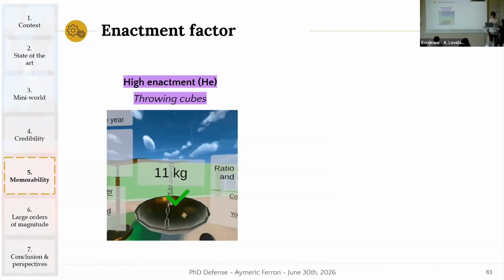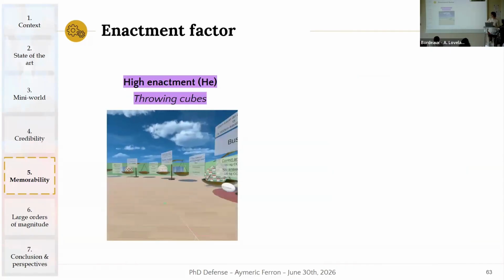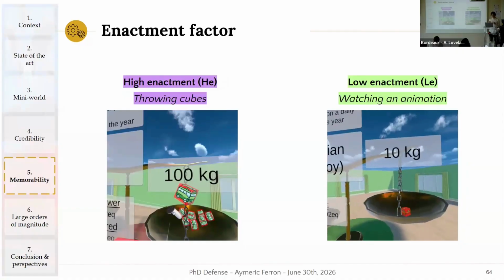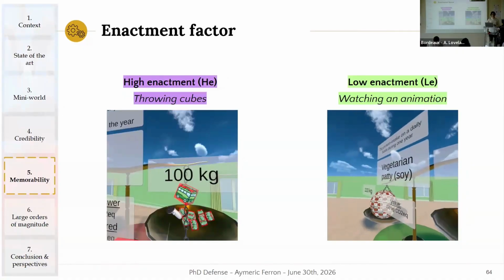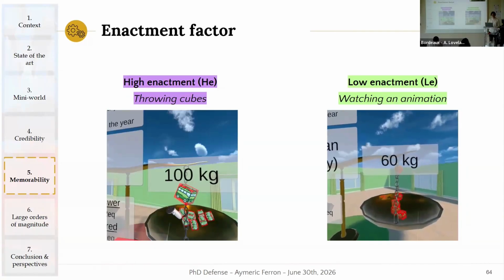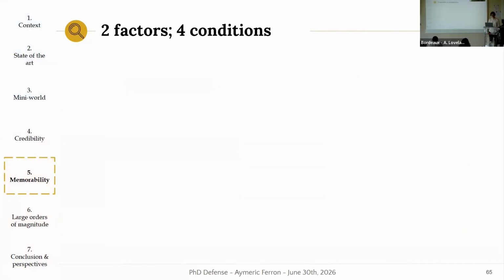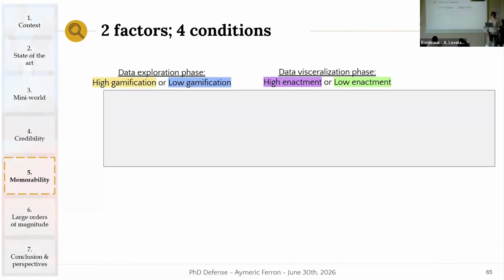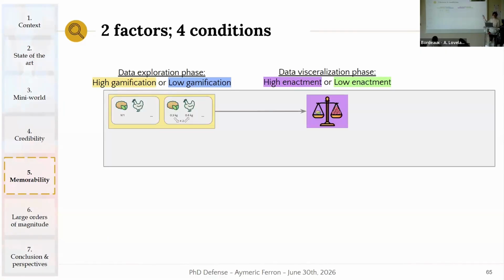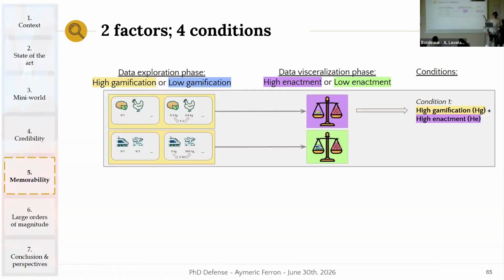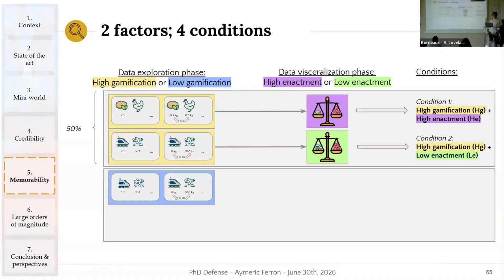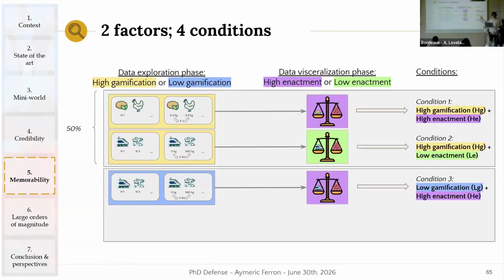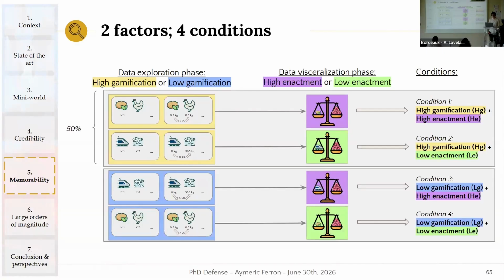We have also this enactment factor. So for the high enactment condition, it's just throwing cubes in the pan. And for the low enactment condition, people just have to click on a button to watch an animation of cubes falling down in the pan, balancing progressively the scale. So we have two factors and four conditions. The gamification factor only modifies the exploration phase, and the enactment factor only modifies the visualization phase. 50% of the participants got high gamification, then high enactment, and then high gamification and low enactment. And then the other half got low gamification and high enactment, and low gamification and low enactment.